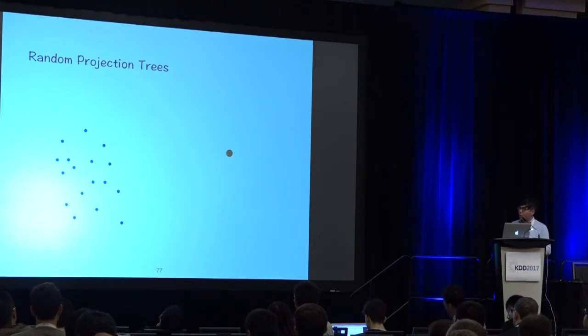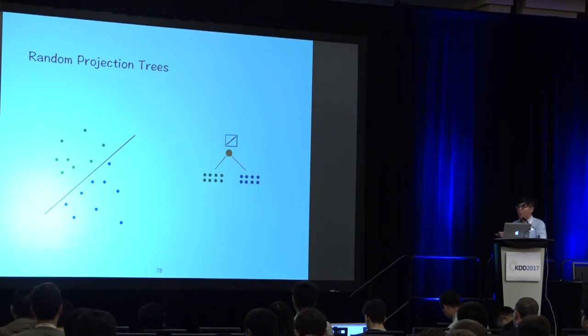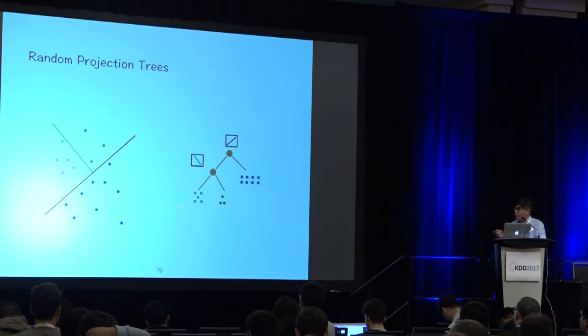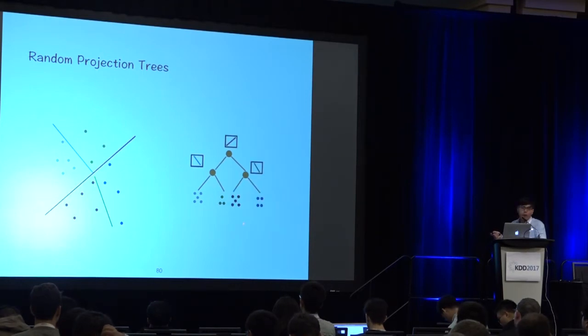More specifically, we start from the entire space, which corresponds to the root node of the tree, and then the algorithm randomly samples a hyperplane, which divides the whole space into two different subspaces. These two subspaces become the child nodes of the root node, okay? And we can recursively do this for every subspace. For example, for the left one, we can further divide this subspace into two smaller subspaces, which become its children, and we can do the same thing for the right one.